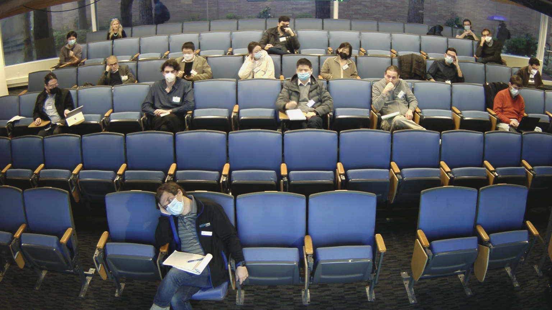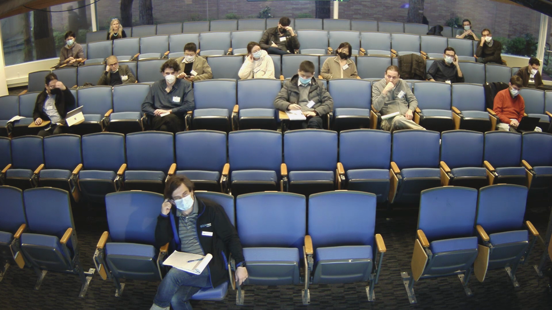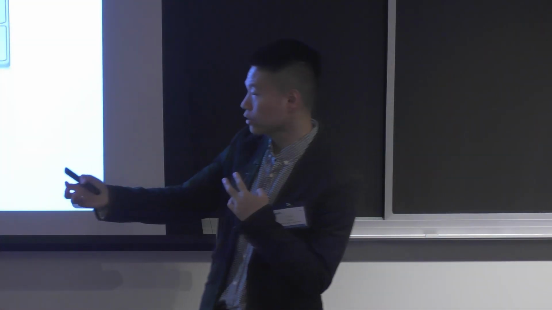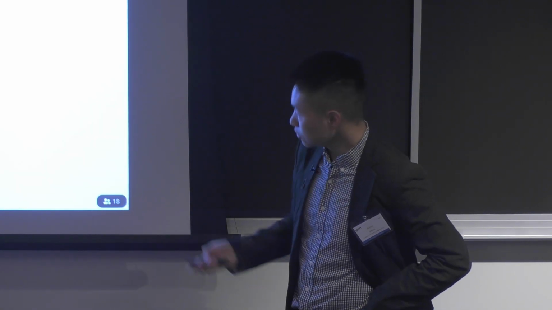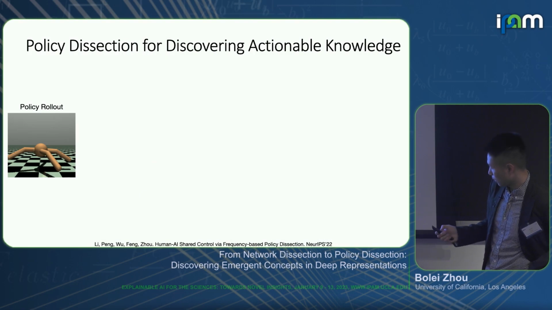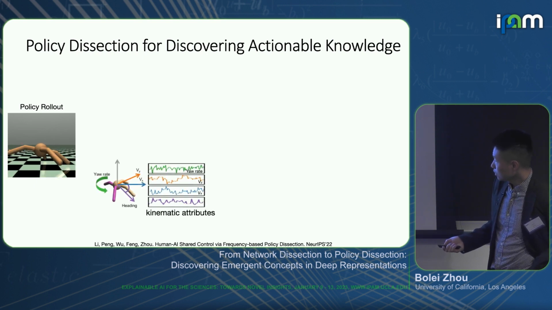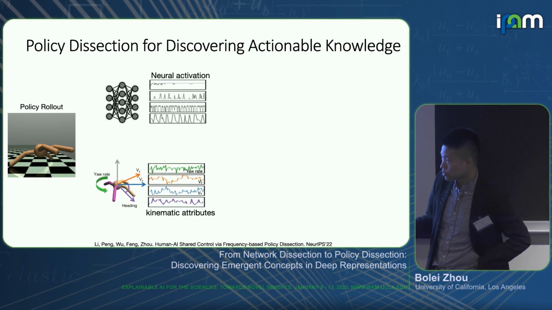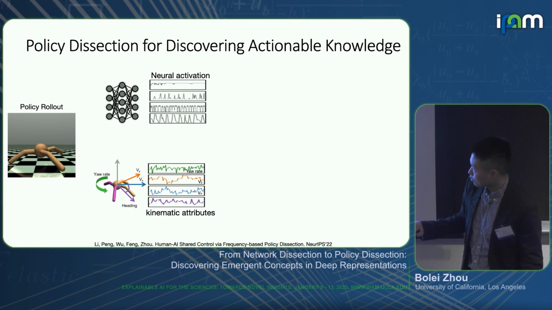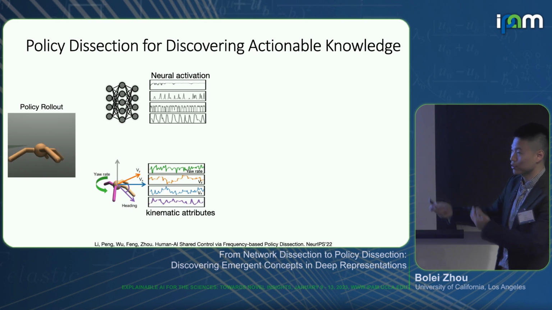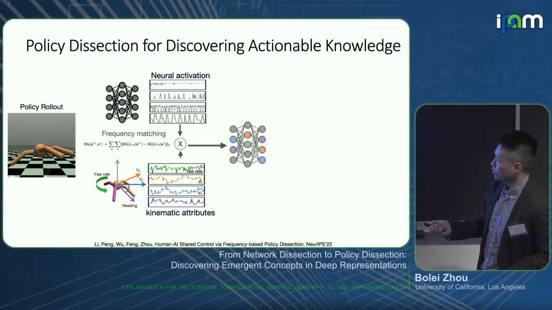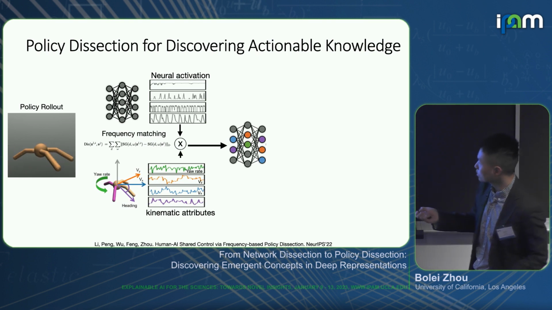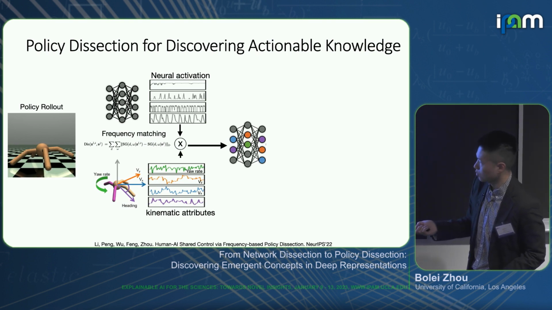Yeah, so our training task is just to move forward. After training, this agent can move forward. Then we apply this policy dissection. Here we collect their attributes, like the height and the velocity of this agent. So it's more like an observation for this agent. We also collect their neural activations. Then we can build this correspondence between the two. Then we know which neuron controls which kinematic attribute.